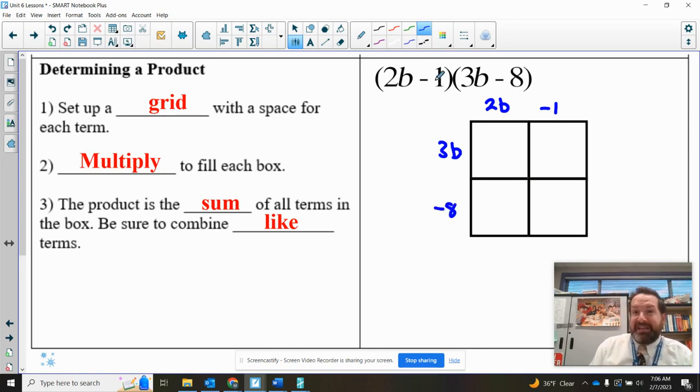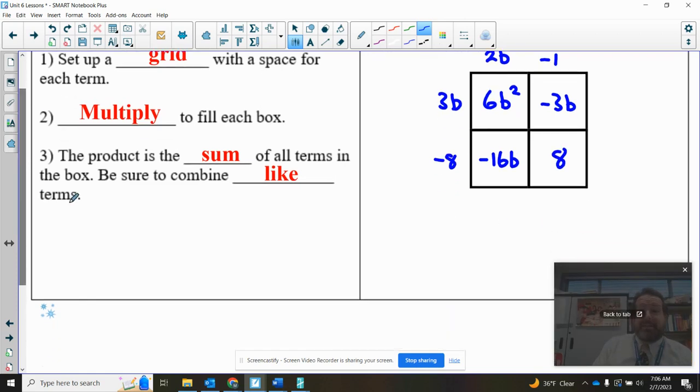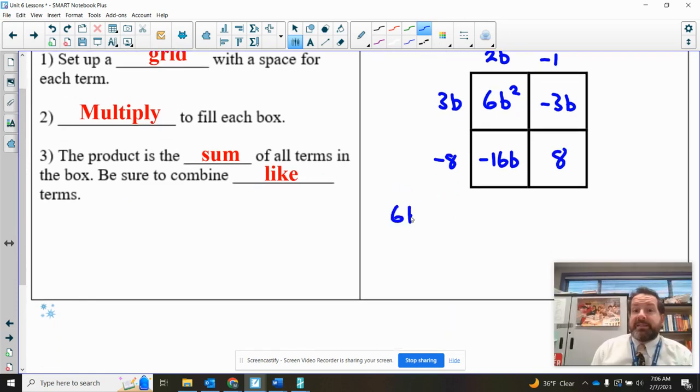I hope that you pause, and you're now just checking your work. So 2 times 3 is 6. B times B is B to the second. 3b times negative 1 is negative 3b. 2b times negative 8 is negative 16b. Negative 8 times negative 1 is positive 8. Put our like terms together, so we got 6b squared. We're adding everything up. So adding a negative is going to be like a minus. So 6b squared minus 3b.